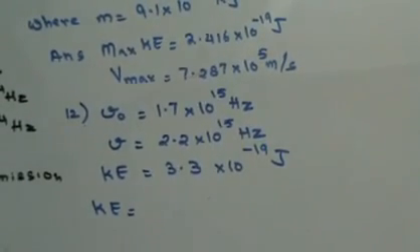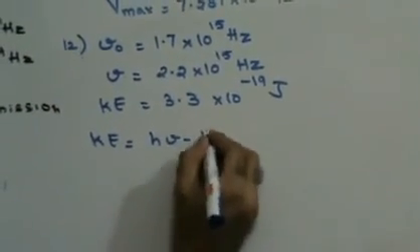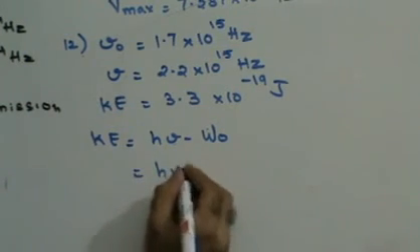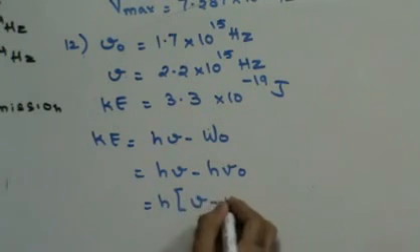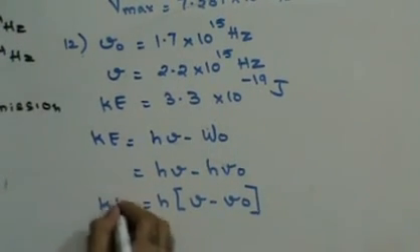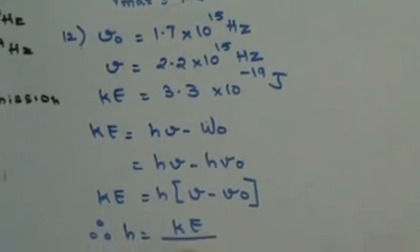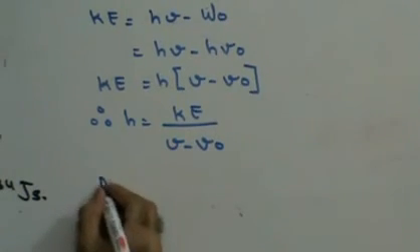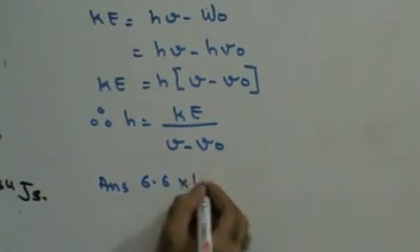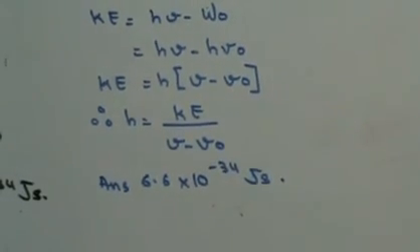Now guys, by Einstein's equation, kinetic energy is equal to hv minus work function, hv minus hv0, h common, v minus v0. Therefore I can say that h is equal to kinetic energy upon v minus v0, right? Simple straightforward sum. You should get your answer here as 6.6 into 10 raised to minus 34 joule second, right?